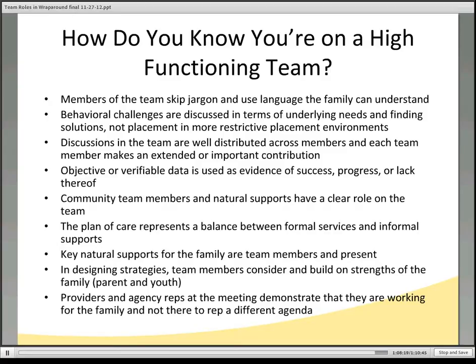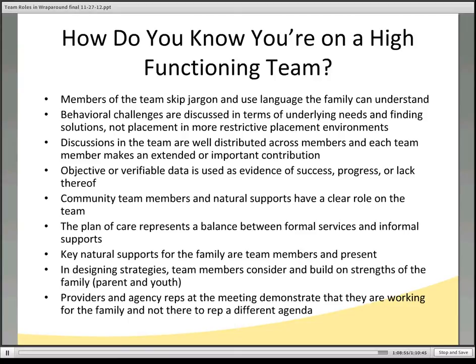I've been on teams in the past where 6 months down the road we figured out that there were people that the family saw all the time and were helping them out and doing things that were really important, and somehow we missed that person. Those people need to be there. They need to be on the team. That's what helps you create that creative planning. In designing strategies, team members really consider and build on the family's strengths and are able to match those with interventions to really get to a better place.